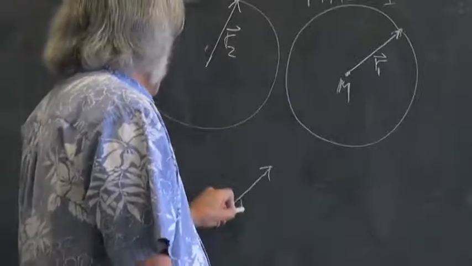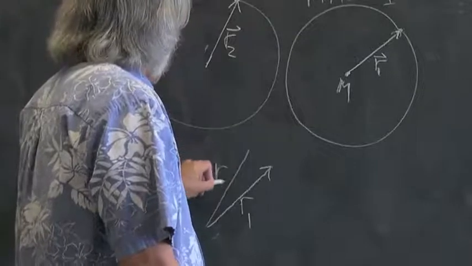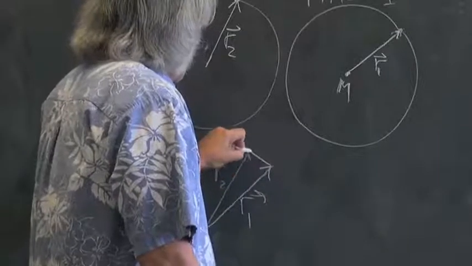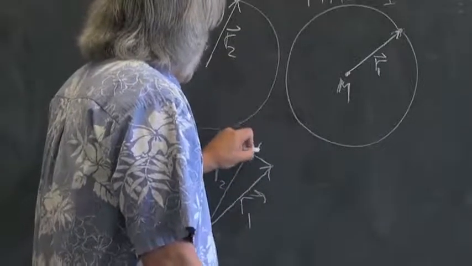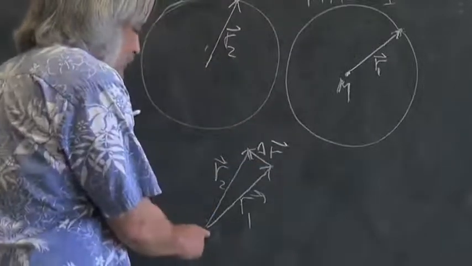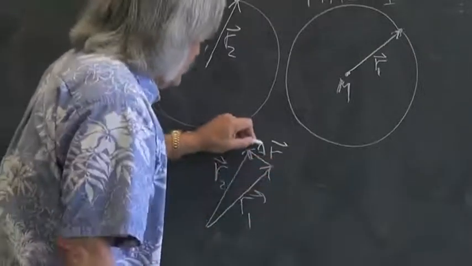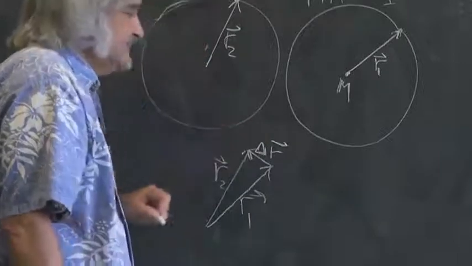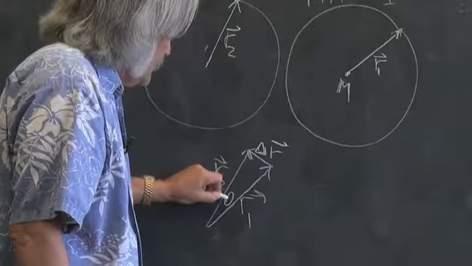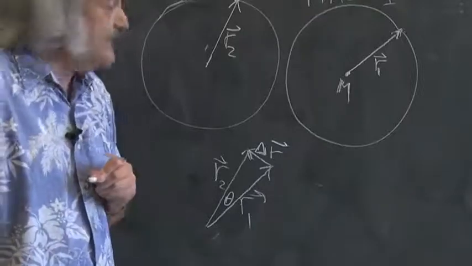R1 looks reasonable. R2 looks reasonable. And now, as we did before with subtraction, this becomes our change in R. If you go from R1 to R2, you have to add this little amount, which is delta R. And the angle between these two positions can be denoted by theta.